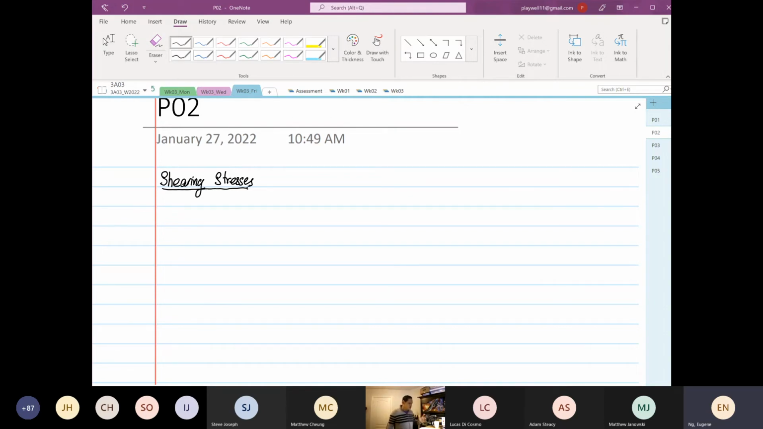Okay, so shearing stress is the same. I'm going to write you 5 rules, and I'm going to show you how these rules are derived. Then you can solve shearing stress.